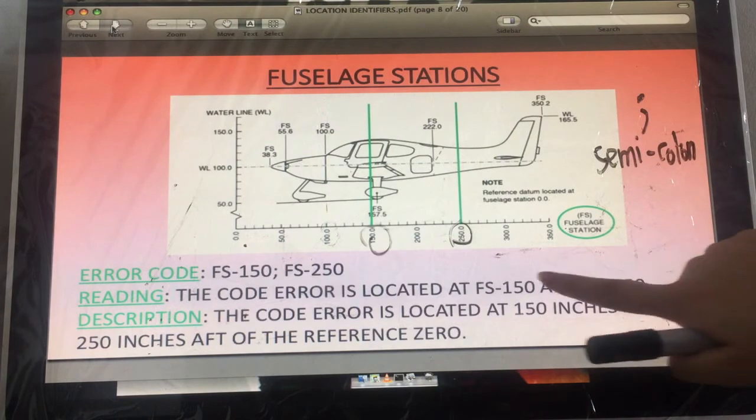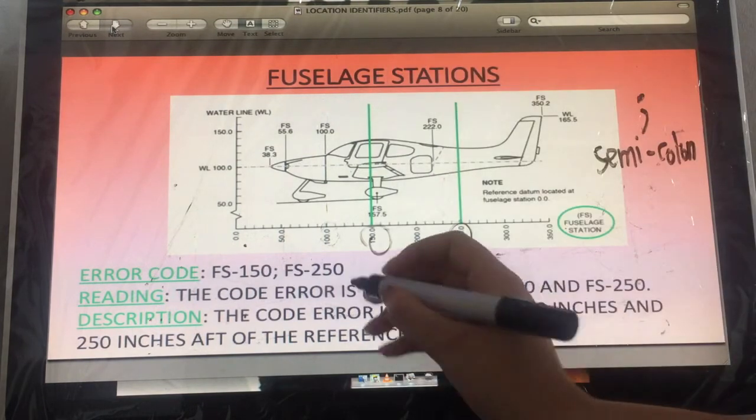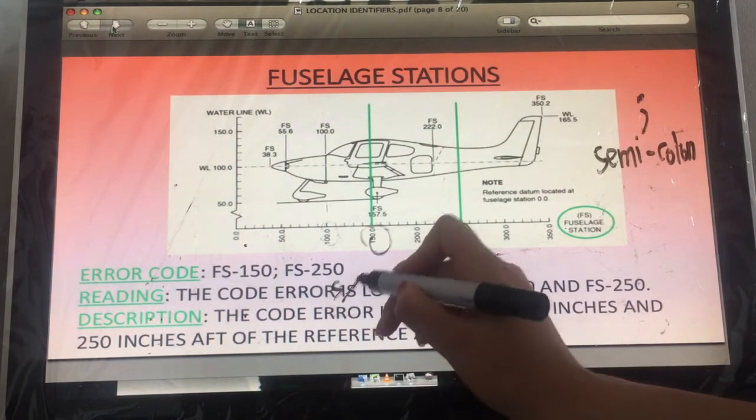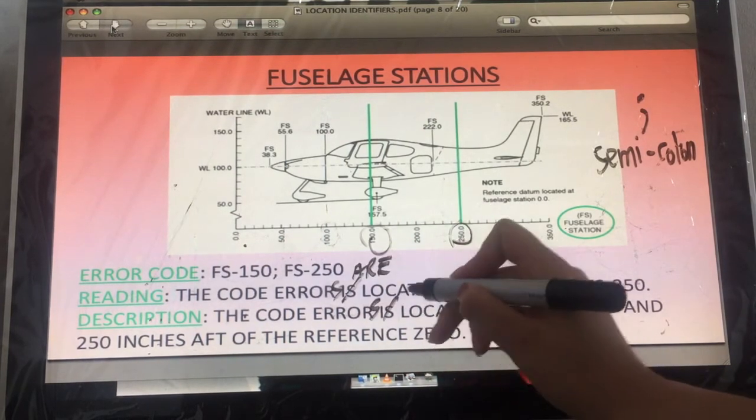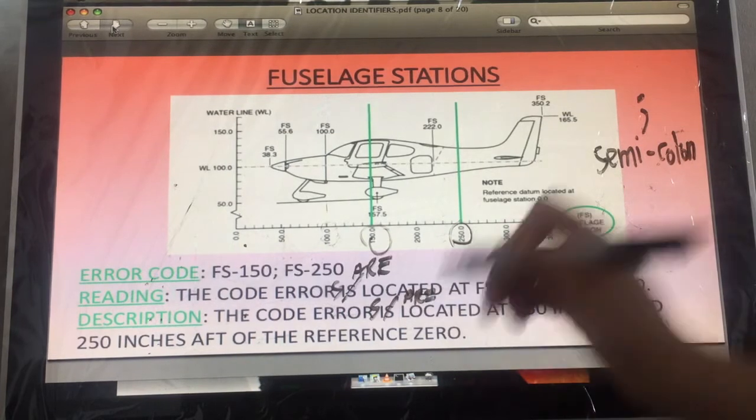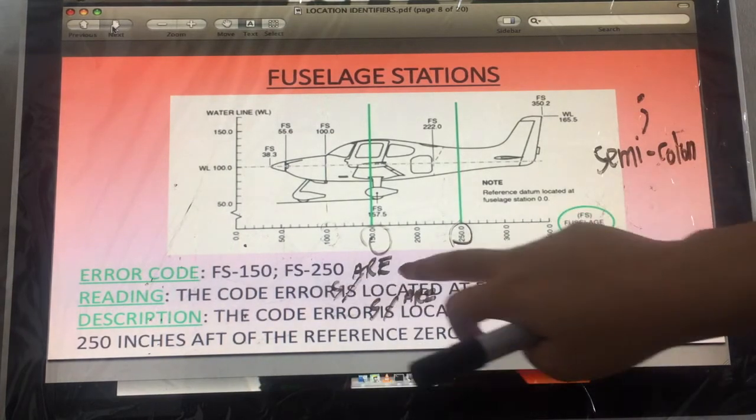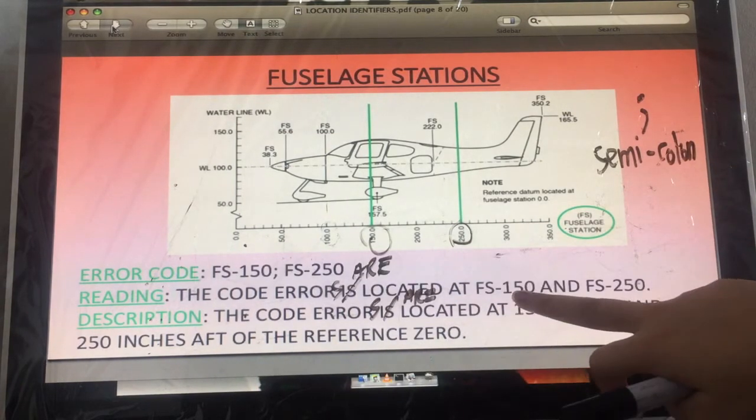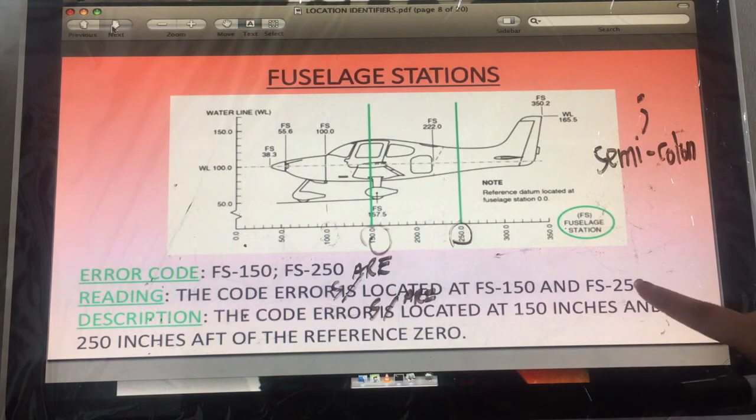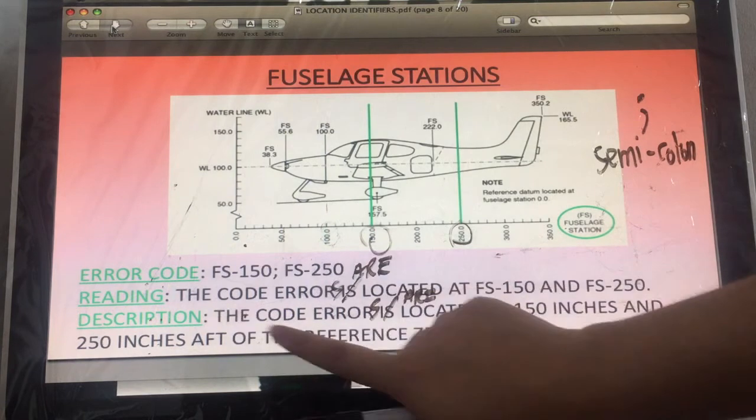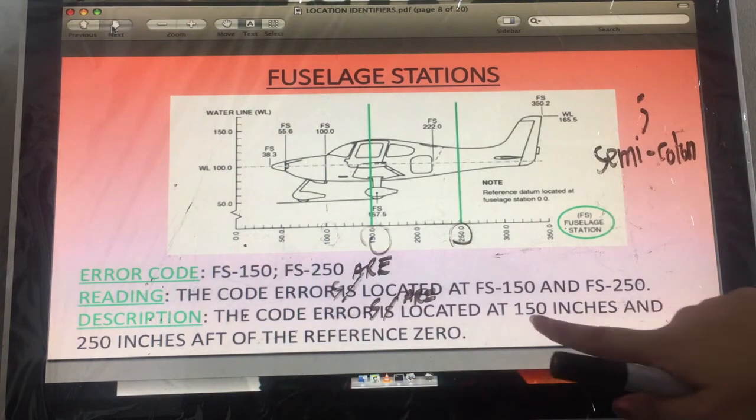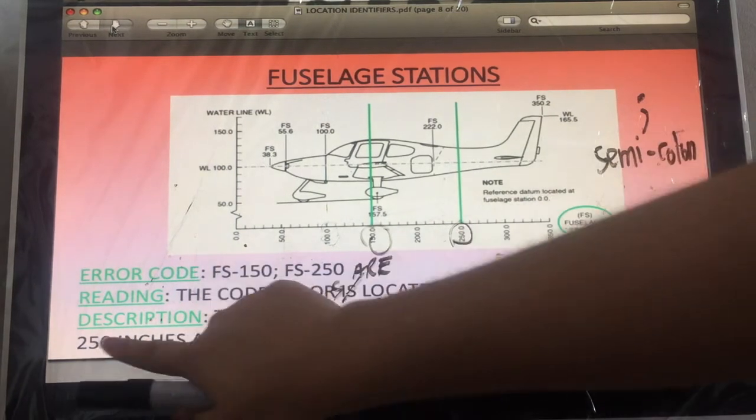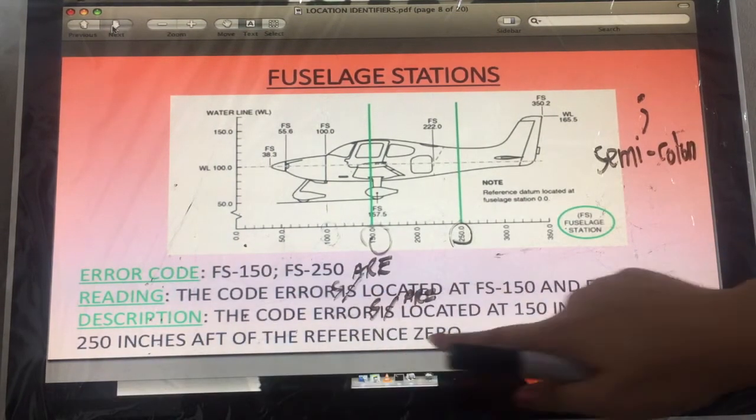And then, for the reading, watch the grammar. The code errors are, since there are two, plural: the code errors are located at FS-150 and FS-250. And then, for the description, the code errors are located at, specify 150 inches and 250 inches aft of the reference 0.